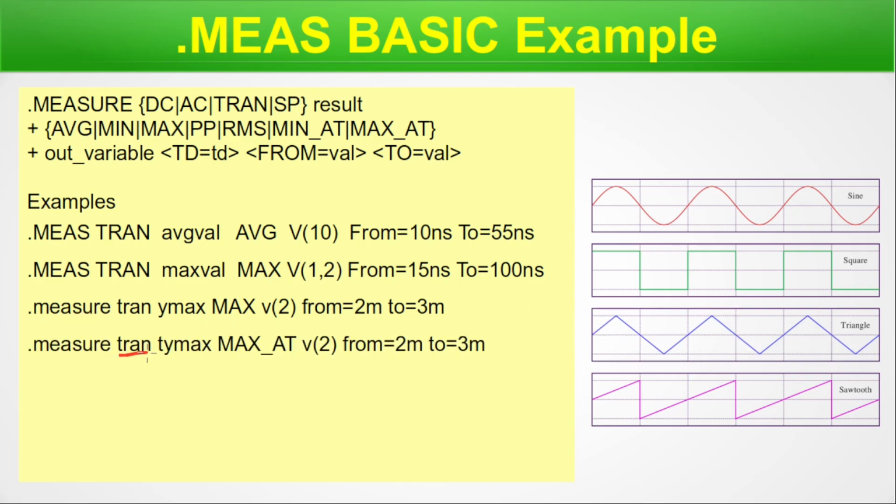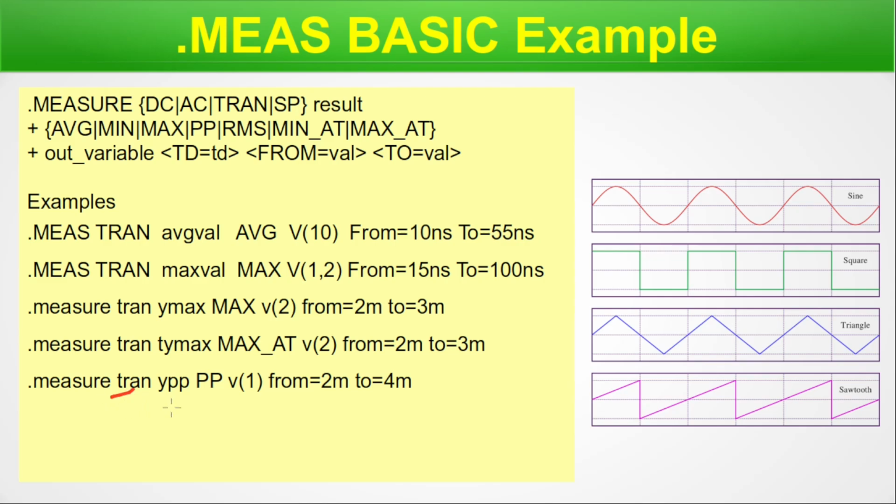Then again we have the dot measure TRAN, Y max, max at V2 from 2 milliseconds to 3 milliseconds. So this will give the max at V2. Obviously this will not give the Y value. Rather, if this is the max at this value, from within this window, it will give the time value. Here the time axis, it will give the time T of Y max. You can read this as T of Y max. So the max value within this window, 2 millisecond to 3 millisecond, we get here. This is the max value which we get from here. But we want to get the time here. At what time? So this will give the time.